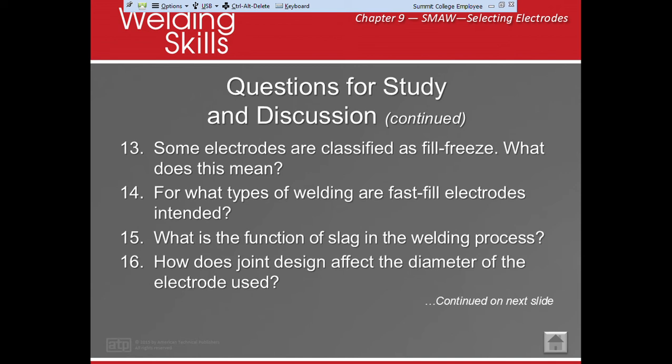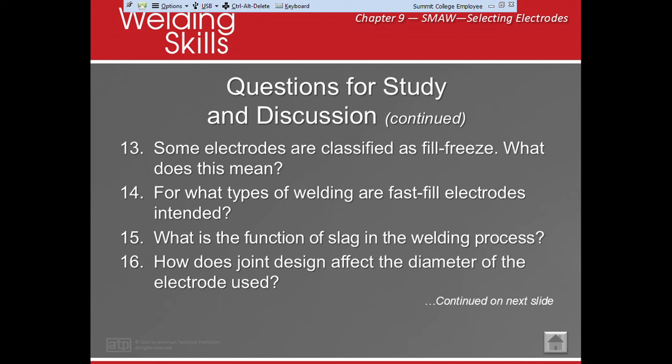What types of welding are fast fill electrodes for? A fast fill, or F1 electrode, is an electrode with high iron powder coating that has a soft arc and high deposition rate. It produces a heavy slag that is easily removed and exceptionally smooth weld beads. It is generally used for production welding where work can be done in flat or horizontal position.